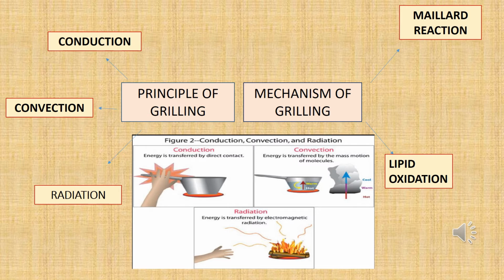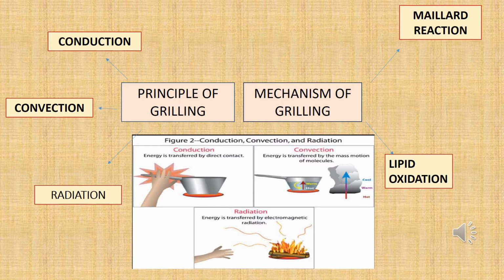The last principle of grilling is radiation. Radiation is heat that is transferred directly to food exposed to the heat source, so the food is in direct contact with hot grill grates.